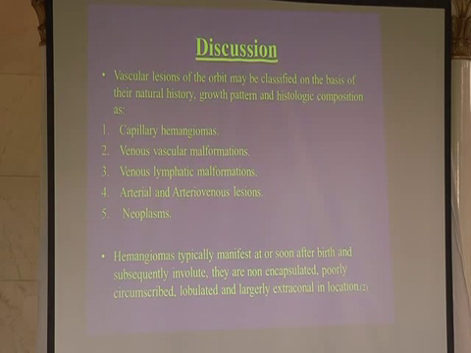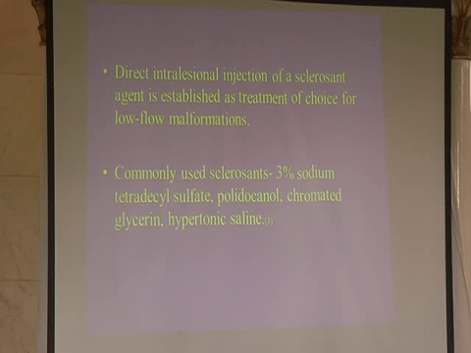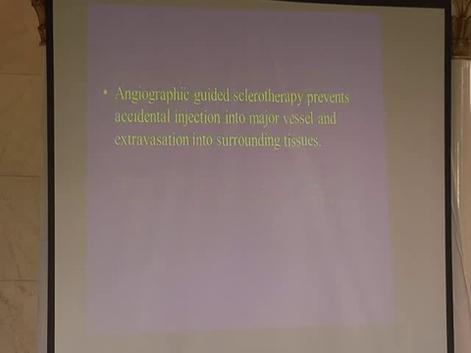As we know, we can classify the vascular lesions of the orbit into 3 main types, that is arterial origin, venous origin and lymphatic origin. Arterial origins are basically treated with embolization therapy, whereas venous and lymphatic, that is the low flow malformations, are treated with intralesional sclerotherapy. Various types of sclerosants are used. 3% sodium tetradecyl sulfate and polidocanol are mainly used in orbit and head, neck and face malformations. Others are chromated glycerin and hypertonic saline.